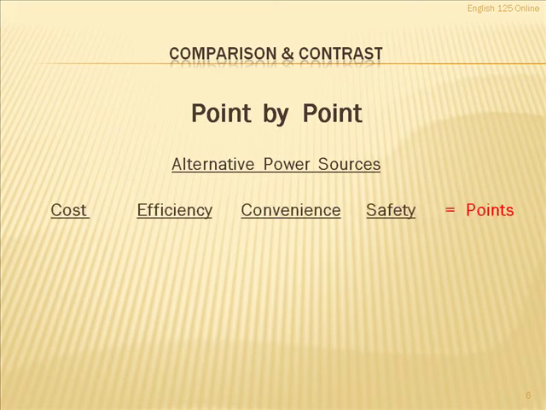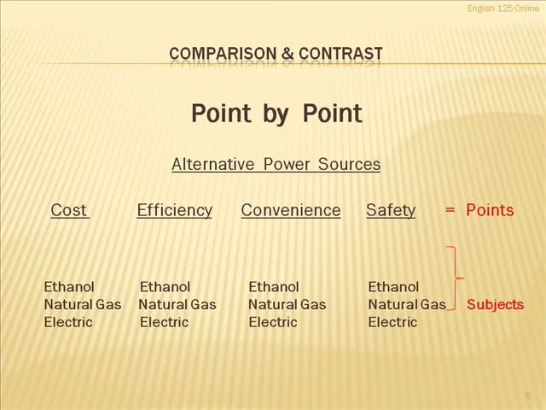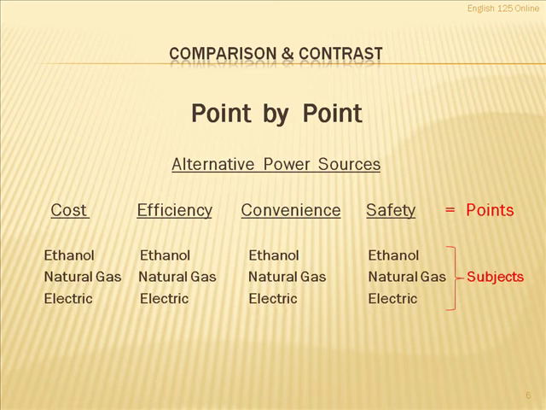In this case, the points that were being compared were the cost, the efficiency, the convenience, and the safety. If we put it in the point by point pattern, then we bring in the subjects. So we have the cost. We would talk then about ethanol, natural gas, and electric. We would then discuss efficiency of power sources and talk about ethanol, natural gas, electricity, and then convenience and safety and so on. You see the pattern here that it works in, okay?